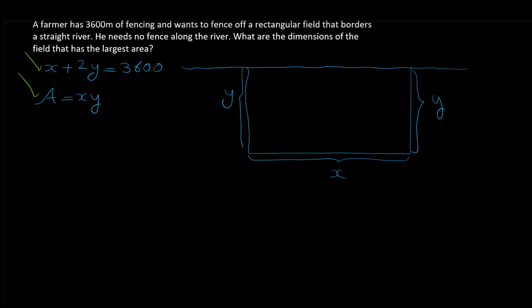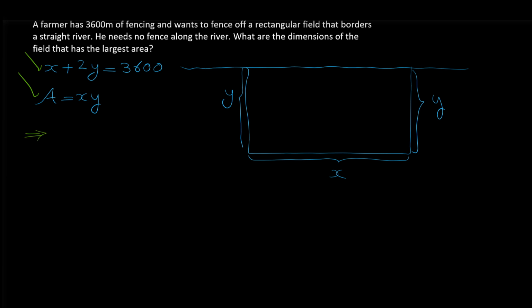The area is in terms of two variables x and y. First we have to try to rewrite it in terms of one variable. And to do so, again, we start from our constraint. We know that the relation between x and y is that x plus 2y is 3600. This time I prefer to find x in terms of y, because if you want to isolate for y, you get a fraction. From this relation, isolating for x is easier than isolating for y, so we prefer to find x in terms of y.